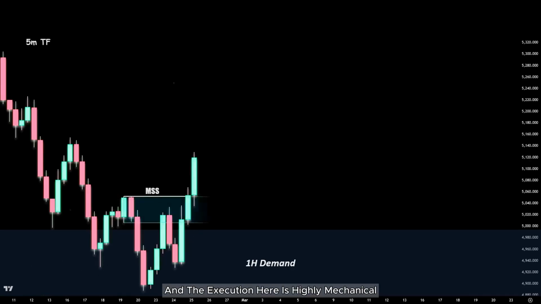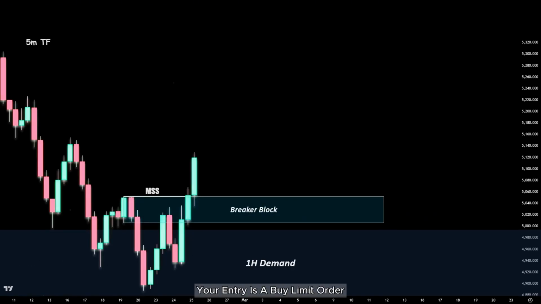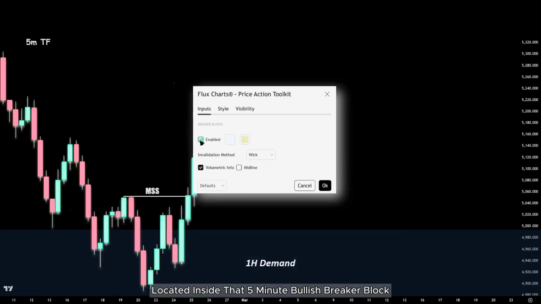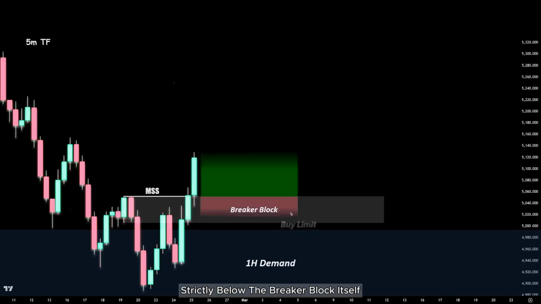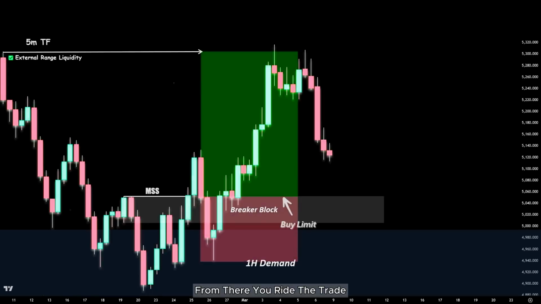Again, the execution here is highly mechanical. Your entry is a buy limit order placed right at the fair value gap, located inside that 5-minute bullish breaker block. Your stop loss gets tucked strictly below the breaker block itself. From there, you ride the trade all the way up to the higher time frame supply zone.